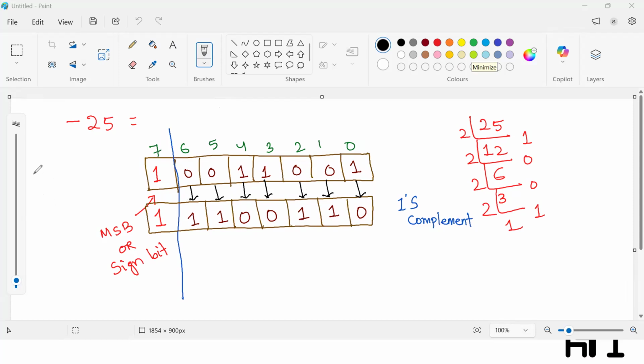Clear? But again, we want to do one more thing. What we need to do? You have to find the 2s complement of that. So what is 2s complement? 2s complement is 1s complement plus 1 to the LSB. Okay. That means you have to add 1 to the LSB. Okay. So if I add 1, now what will happen?